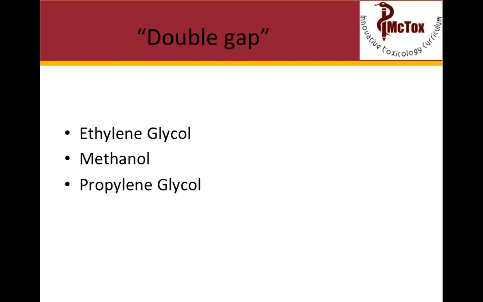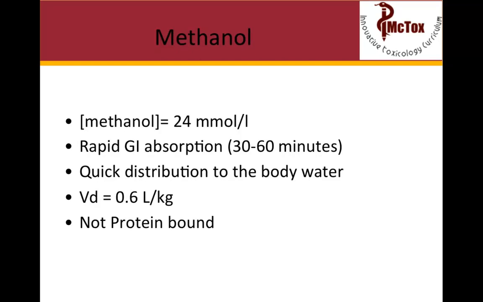Now we've confirmed the presence of both a high osmol gap and an anion gap metabolic acidosis. This is commonly called a double gap. Having a double gap further narrows the diagnosis to most likely be a toxic alcohol, such as ethylene glycol, methanol, or propylene glycol. You send off toxic alcohol levels and the lab confirms your diagnosis with a methanol level of 24.